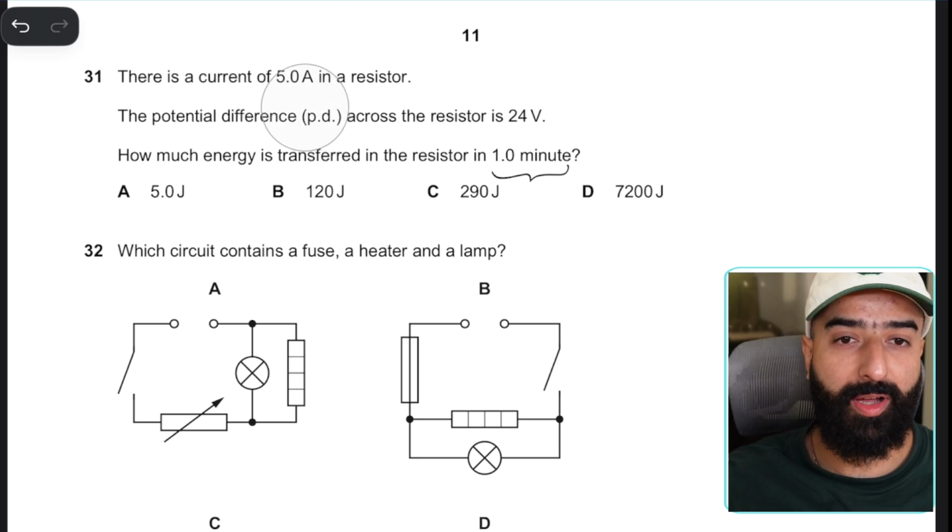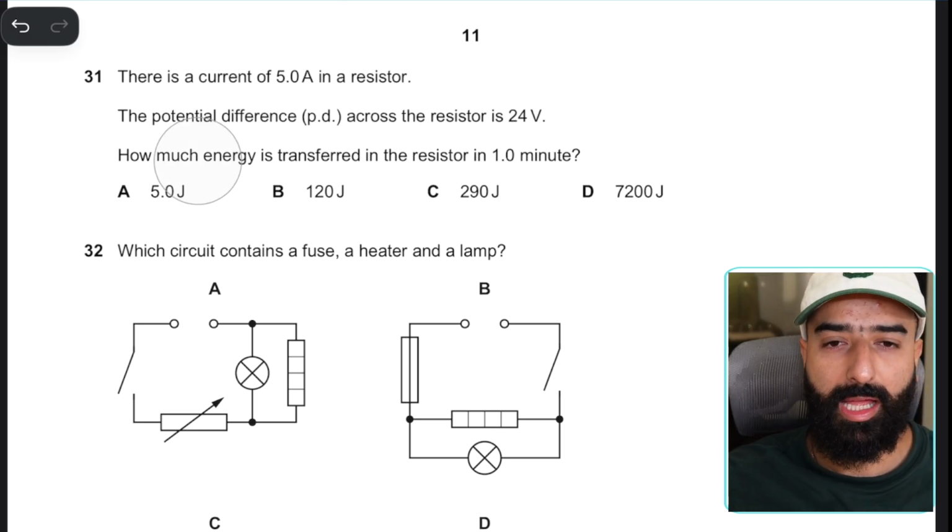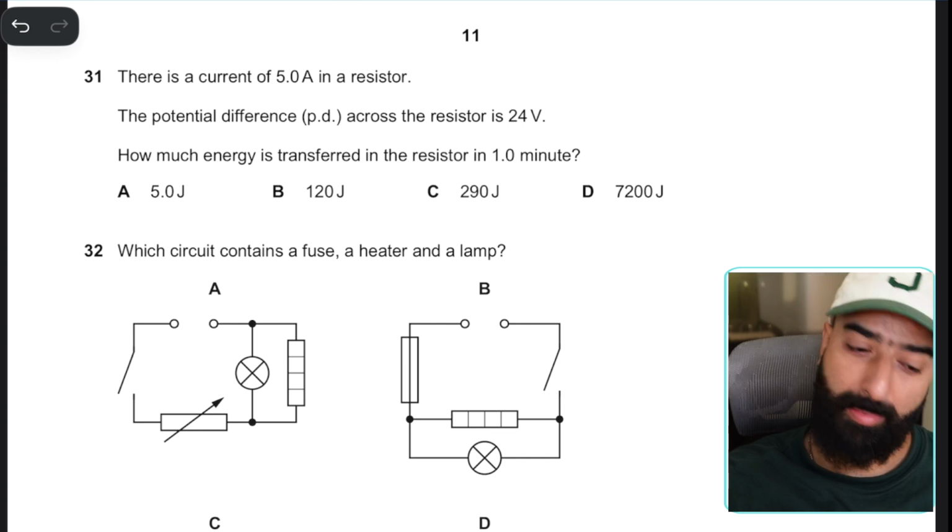There's a current of 5 ampere in a resistor. The potential difference is 24. How much energy is transferred in 1 minute?